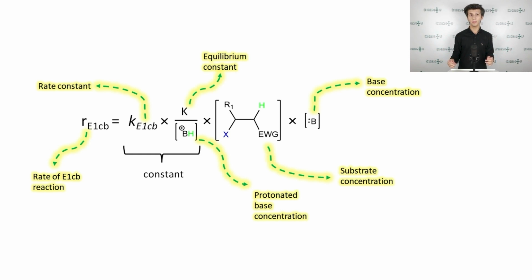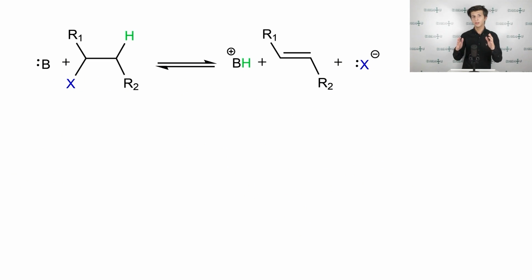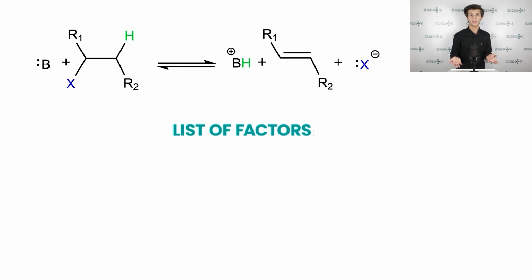Summing everything up, we have learned the general mechanisms and rate laws of beta eliminations. But how do we know which of these mechanisms the reaction follows? Well, which factors do we need to consider to correctly predict the mechanism? In order to elucidate key factors, let us have a look at the general scheme of the reaction. As you can see, there are two major reactants, substrate and base. So the first factor is obvious, base.